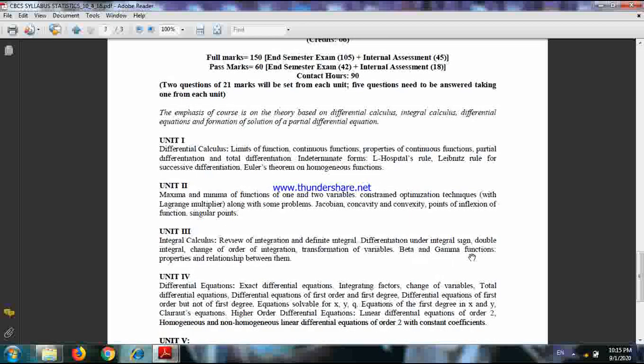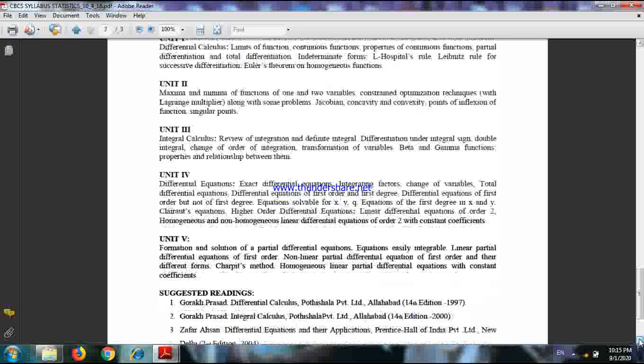I think you are not aware of these beta gamma functions, but you have sufficient, a good idea, I feel, as you have gone through class 12. Definitely you had differential calculus and integral calculus. Then in unit 4 you have differential equations, etc. Fine. Formation and solution of partial differential equations, linear partial differential equations, etc.